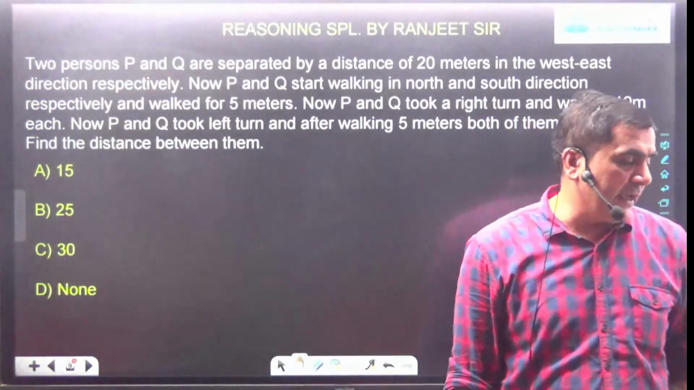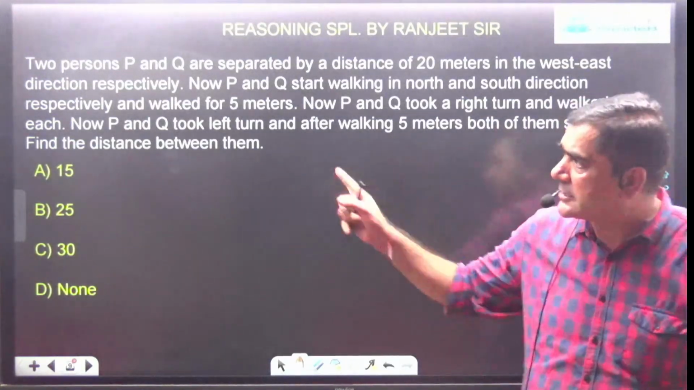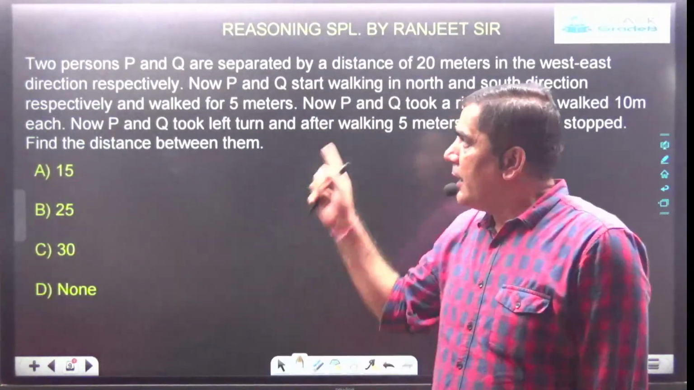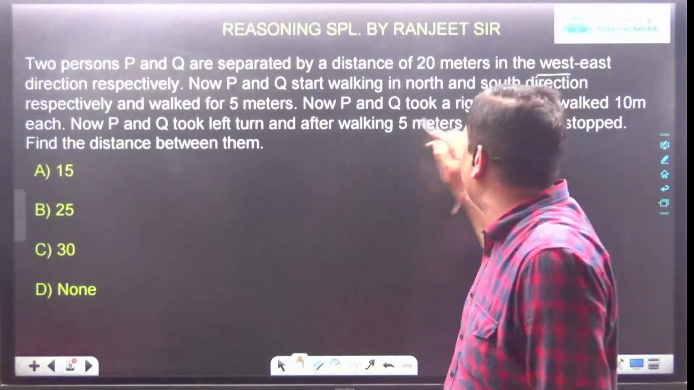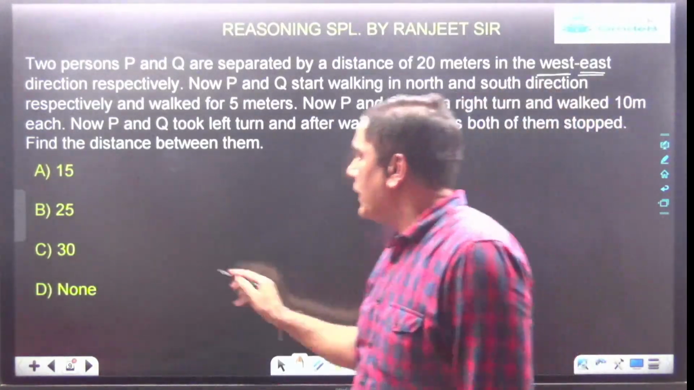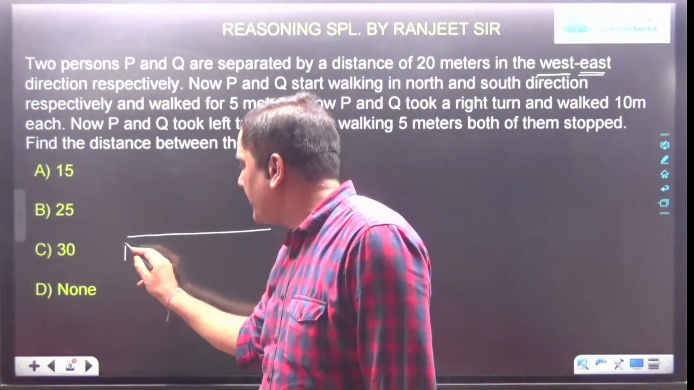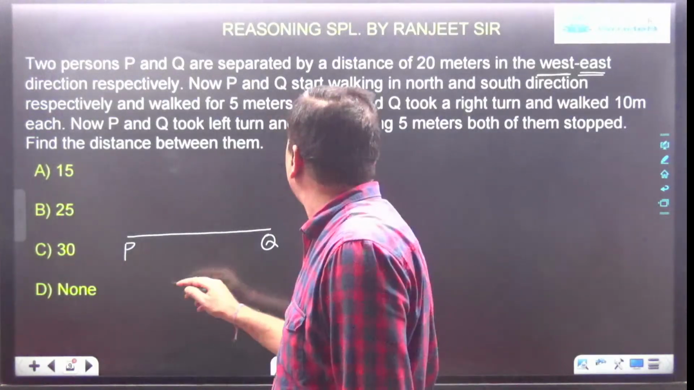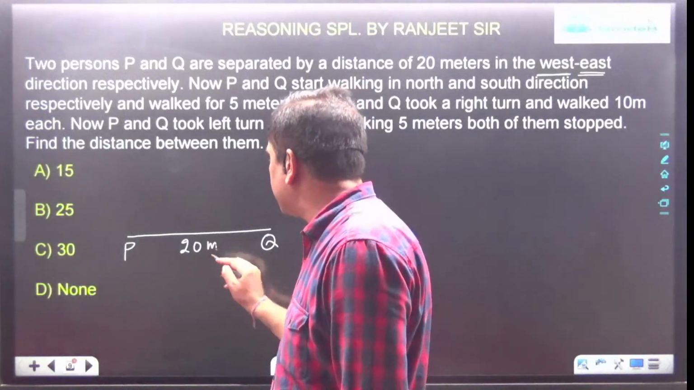Two persons P and Q are separated by a distance of 20 meters in the west and east respectively. Here also they have given the direction. P should be in the west direction and Q should be in the east direction. So if I plot the diagram, P should be on the left and Q should be on the right. And the distance between them is given to be 20 meters.